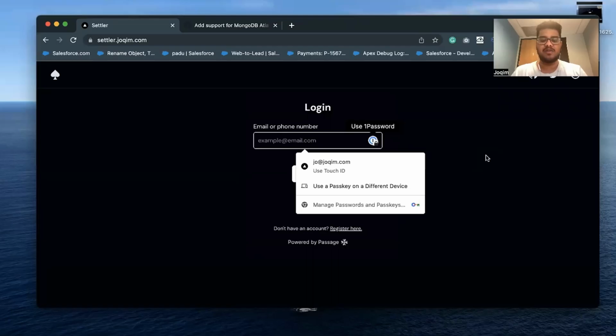Hey, I'm Joqim. I'm a front-end engineer with a focus on React and Next.js. I'm also a recent graduate from my master's in computer science at California State University, East Bay. I have two wonderful submissions for the 1Password Hashnode Hackathon. The first one is called Settler.